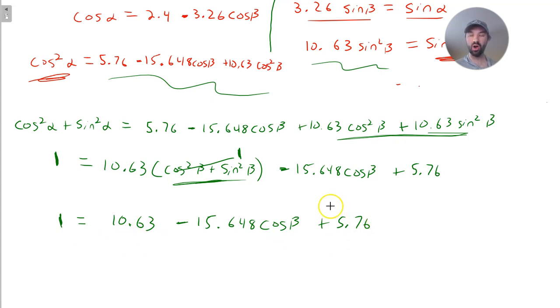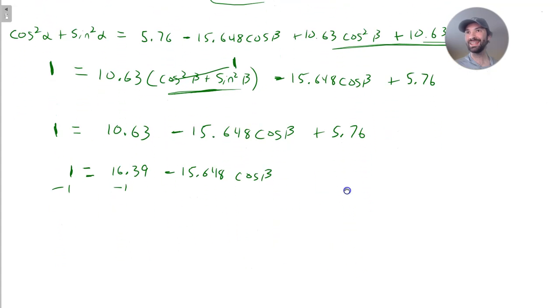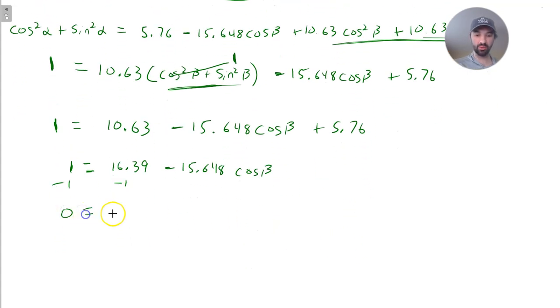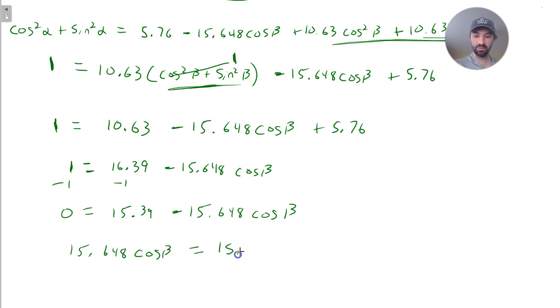I can now combine all my like terms. So I combine 5.76 and 10.63, and then I'll subtract 1 from both sides. We've got to move down a little bit again. So now I'm able to say that 0 is equal to 15.39 minus 15.648 cosine of beta. Let's move this to the other side. So it says 15.648 cosine of beta is equal to 15.39. Divide both sides by 15.648. I'm just going to erase it because I divided both sides.